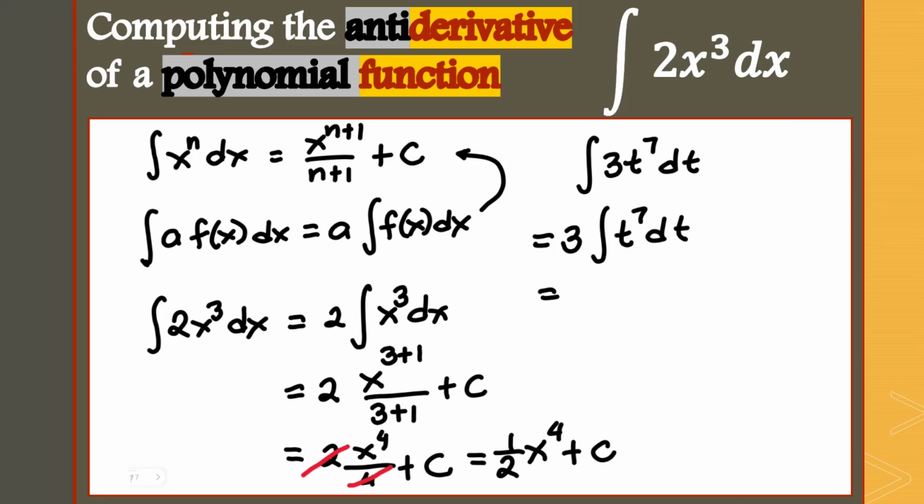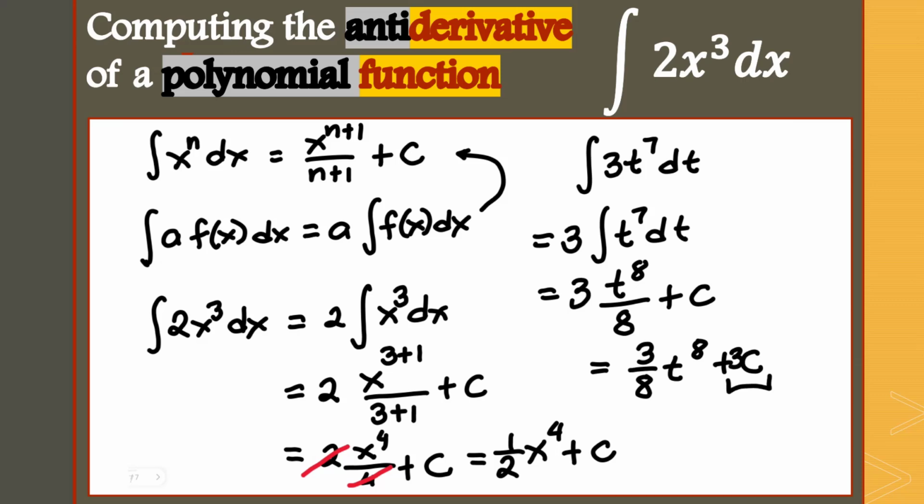t. So again, you have 3, you have t to the power of 7 plus 1 over 8 plus your c. I just automatically used n plus 1 here. So you have your final answer of 3/8 t to the power of 8 plus c, or 3c. But then again, if we're going to have 3c, we can still write it as any arbitrary constant c, so it's just as it is.